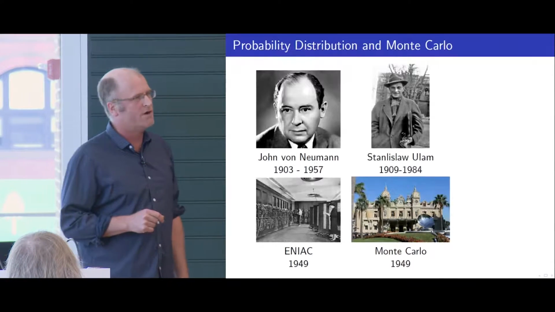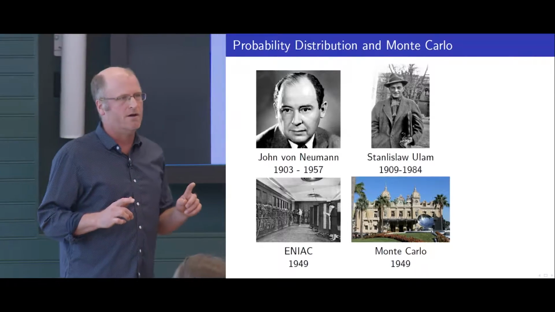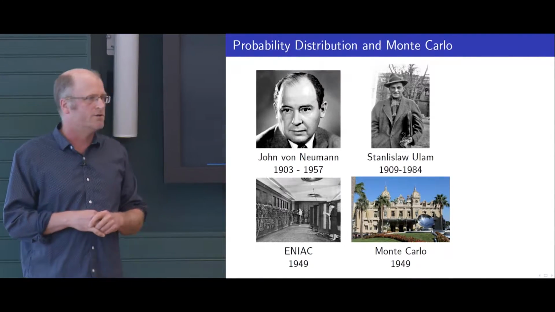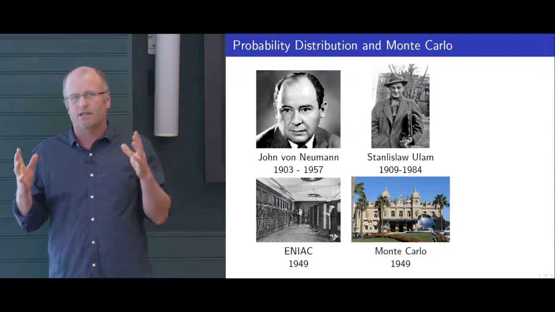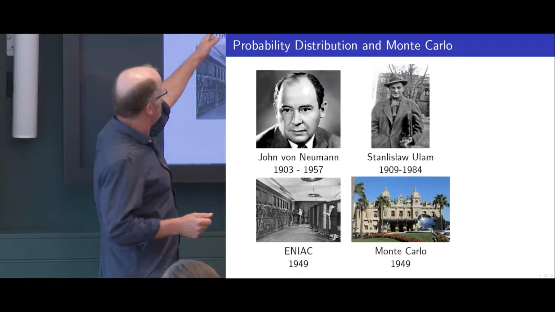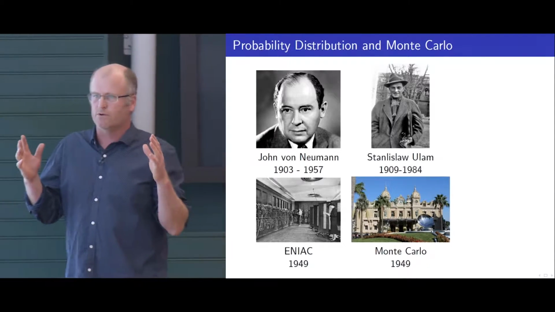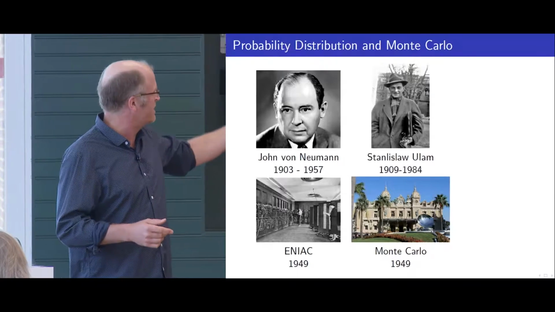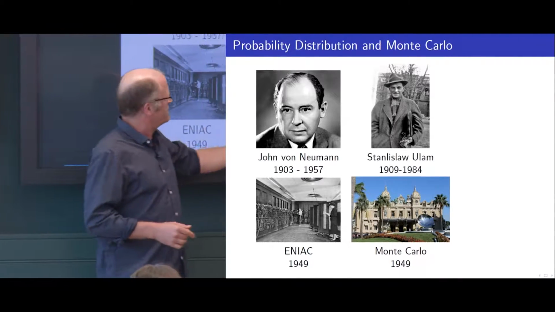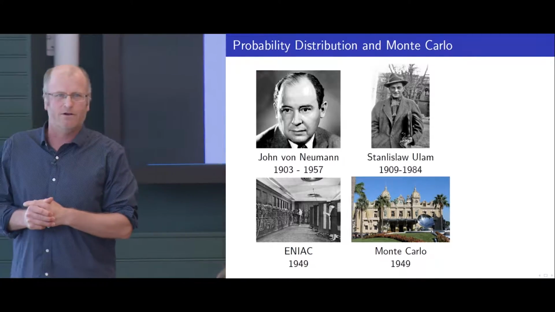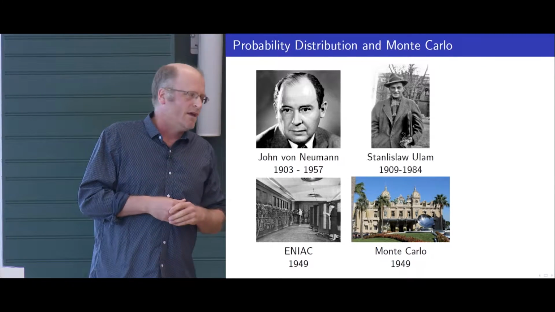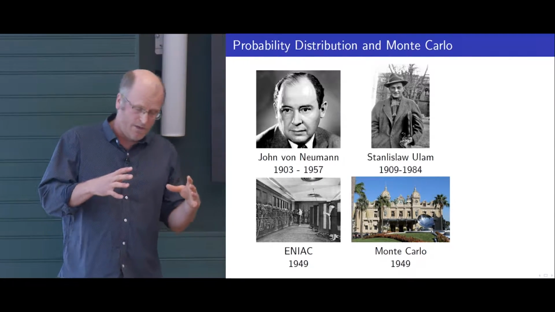OK. So these guys were working together on the Manhattan Project at Los Alamos. And they were trying to figure out what was going to happen when they detonated a hydrogen bomb. And John von Neumann, as I mentioned before, had invented the computer. And this was an example of one here, the ENIAC, a famous early computer. And Stanislaw Ulam had spent some time in Monte Carlo at the casino and thought a lot about probabilistic events, random events.